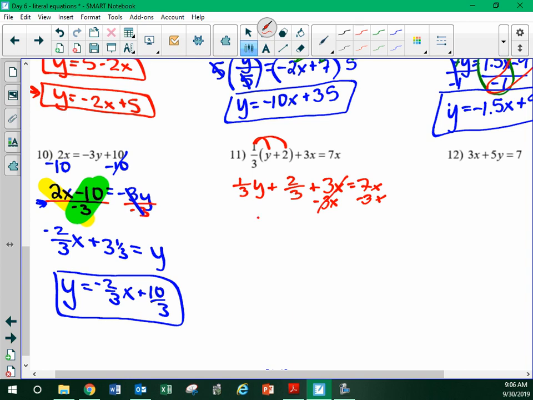So I have 1/3 of y. I want to make sure my y doesn't sneak down to the bottom there. Put it next to it. Plus 2/3. What is 7x minus 3x? 4x. Good.